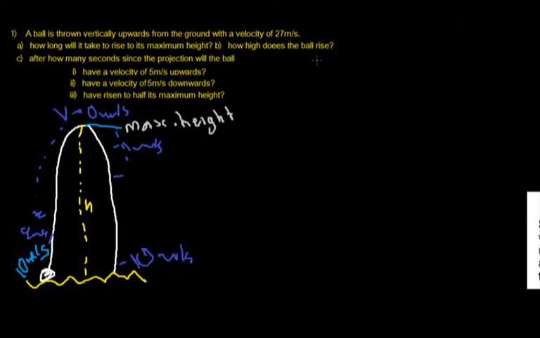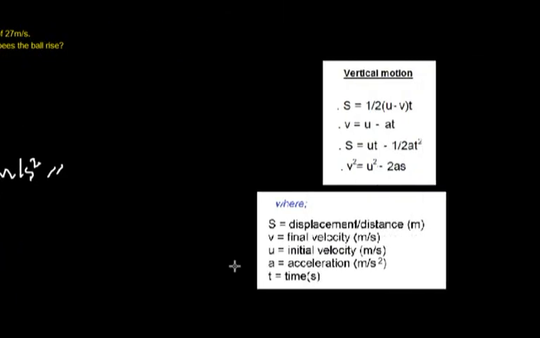And for the acceleration, it is a constant. It is the gravitational acceleration which has already been calculated, and it's negative 9.8 meters per second squared. And these equations are used to describe vertical motion.